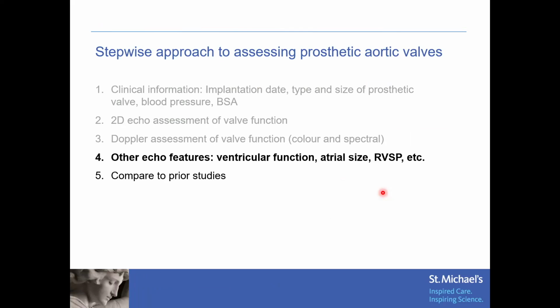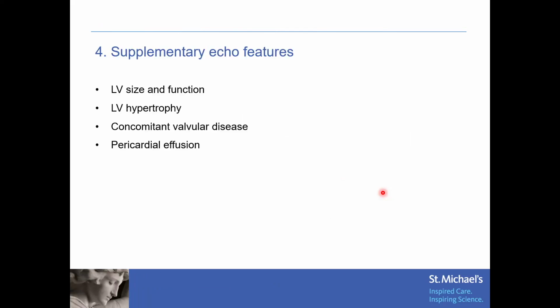Okay, so what are some of the other echo features? Particularly for aortic valves, you want to think about LV size and function and stroke volume, because that can affect gradients, of course, and the amount of flow across the valve. LVH is very important. Blood pressure, as we kind of talked about, is helpful and important to keep in mind. Concomitant valvular disease, like mitral valve disease, is helpful to remember, because mitral regurgitation and mitral stenosis can both affect the flow across the aortic valve.